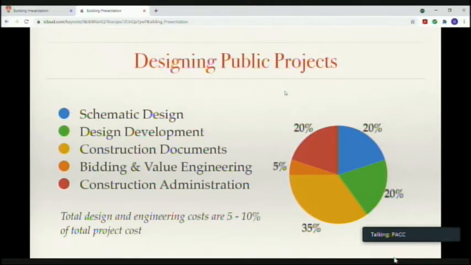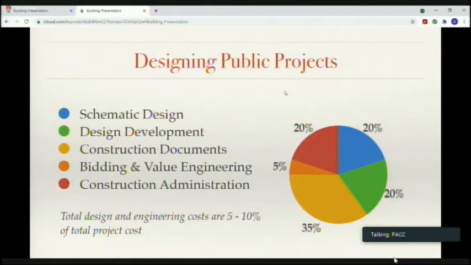So what this pie graph speaks to is also how we come up with these design and engineering costs. Typically in a project, your design and engineering costs are going to be about 8% of your total project cost. We estimate that that's 5 to 10%. And so within that 8%, you're looking at how that design engineering company is then billing that out.